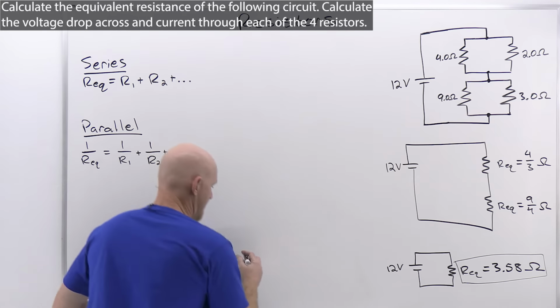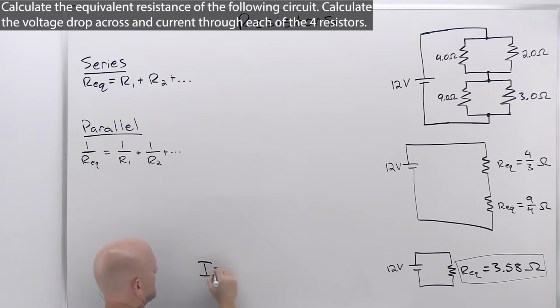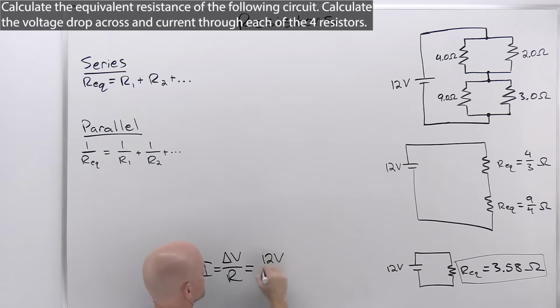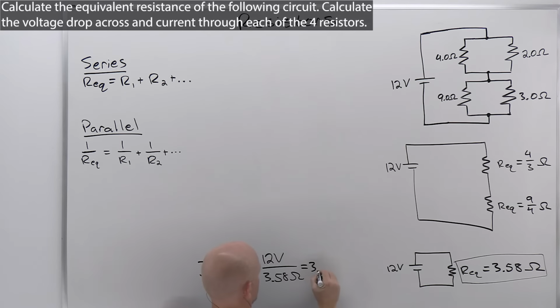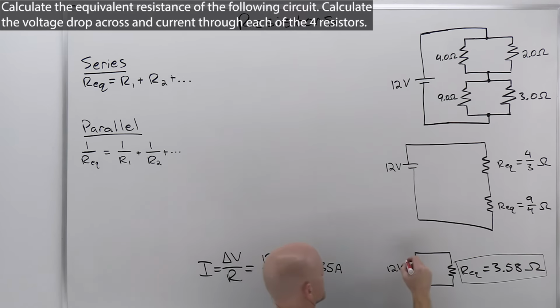So in this case, we've got I equals delta V over R, which in this case is 12 volts over 3.58 ohms. And again, we'll let our calculator do the heavy lifting. 12 divided by 3.58 is 3.35 amps. Okay, so if we looked at it here, we've got 3.35 amps going through the circuit.